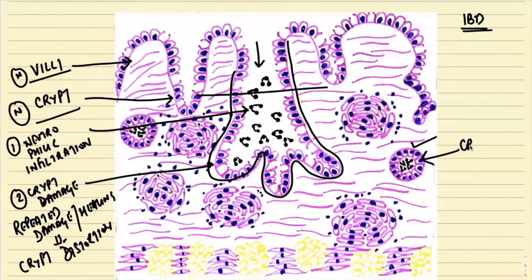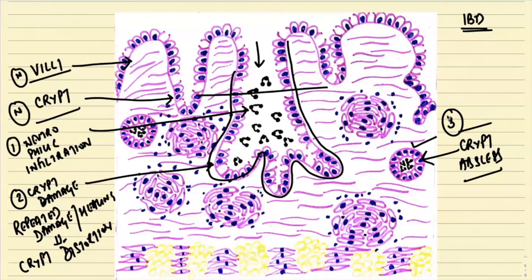Yes, it is called a crypt abscess. A crypt containing neutrophils is called a crypt abscess. Okay, so why am I telling you all these things in detail? Because these findings that I have discussed in detail are seen more or less in both ulcerative colitis as well as in Crohn's disease.